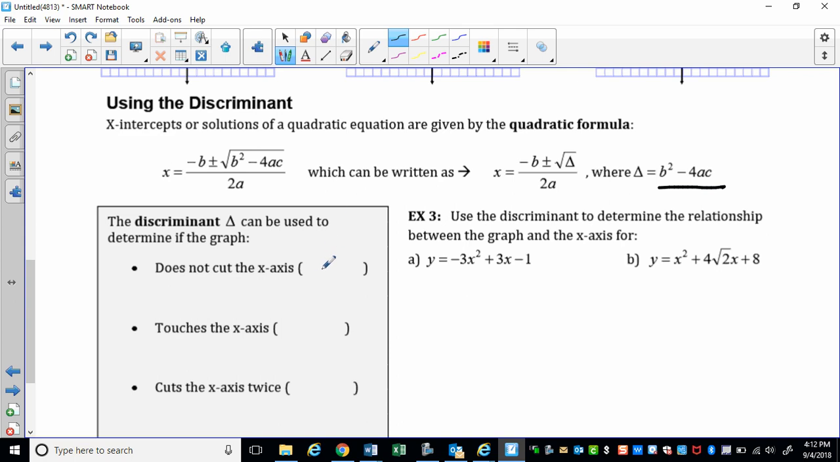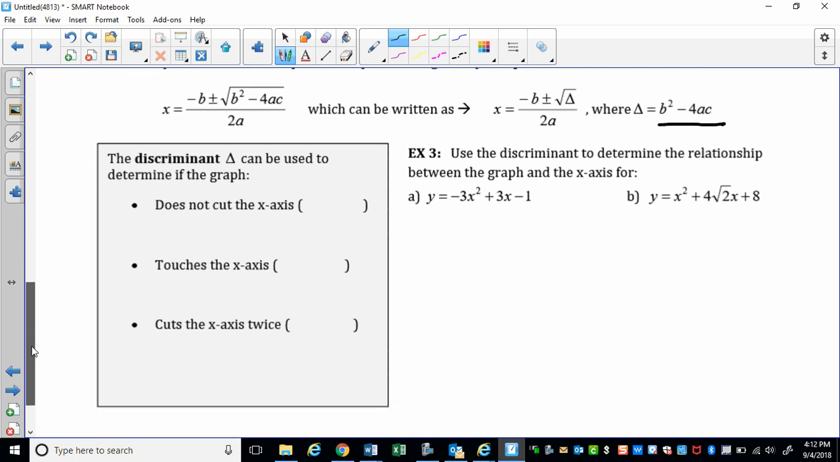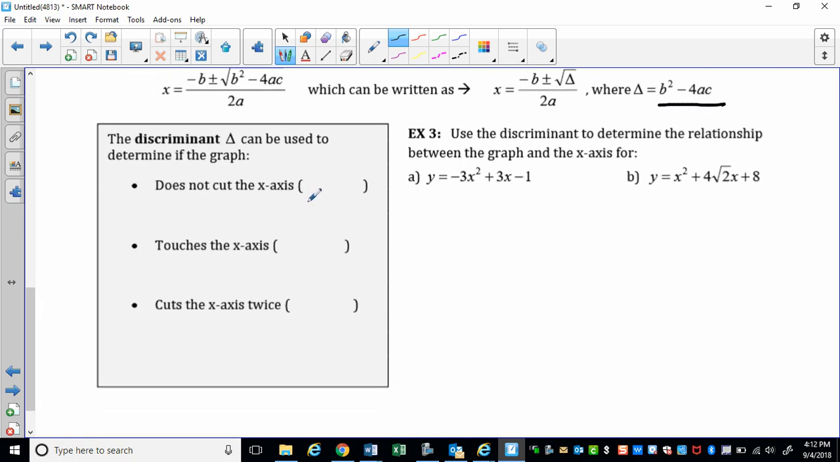If our discriminant can be used to determine if the graph does not cut the x-axis, if it doesn't ever touch the x-axis, then our discriminant, this is my symbol for discriminant, is less than 0. Because that means that it's going to be imaginary, right? We can't have a square root that is negative. That means it's going to be imaginary.